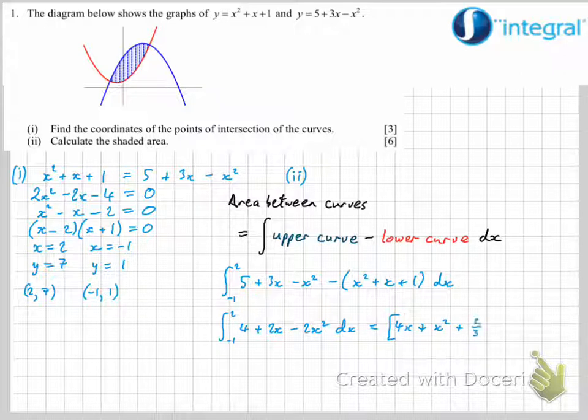We just need to perform the integration in the normal way now and substitute. Instead of writing out the whole substitution here, that's fairly trivial, so I've just put the result, and you should get 9 if you do that correctly, 9 square units. And that's our answer.